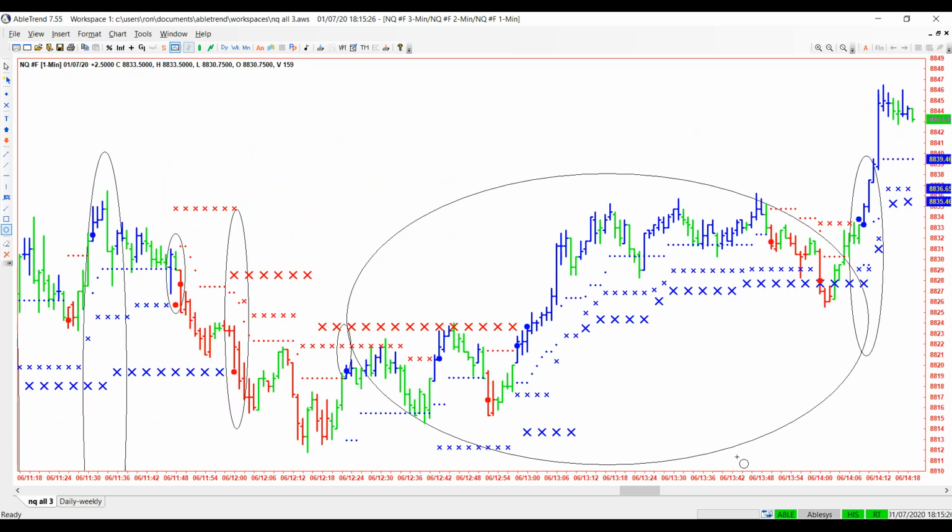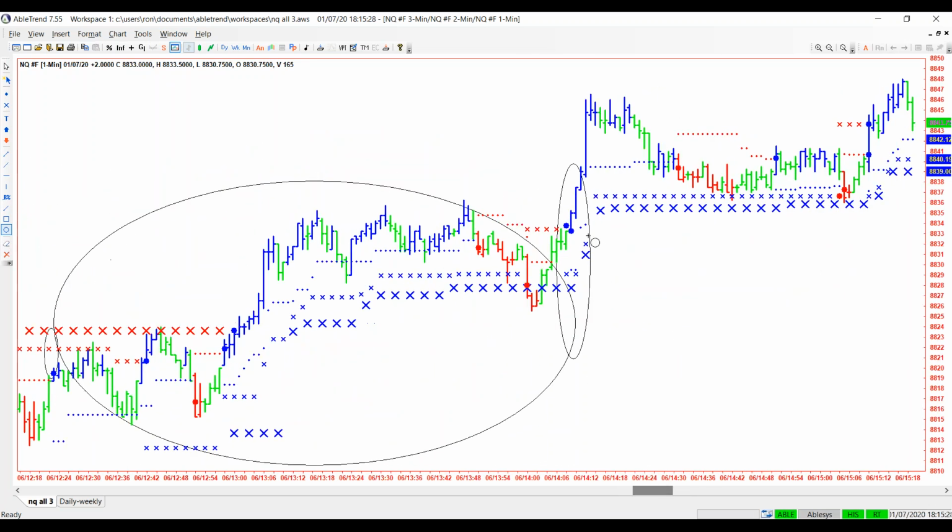And we're going to, obvious long trade right here. That worked out really nice. We're up about 15 points there. So we're going to use the 2 green bar stop. Get stopped out right there. That was a real good one.